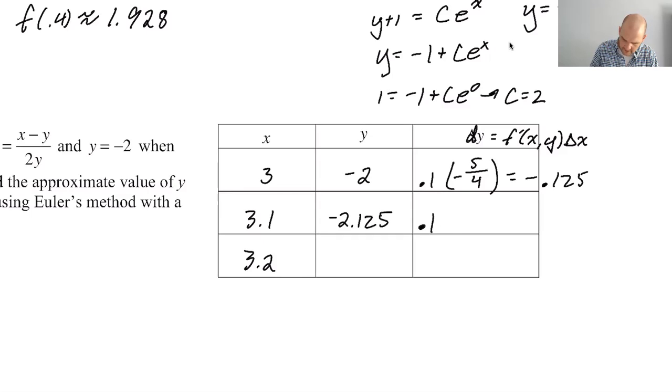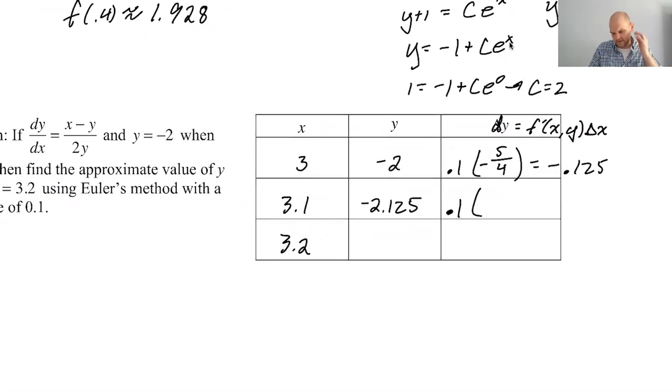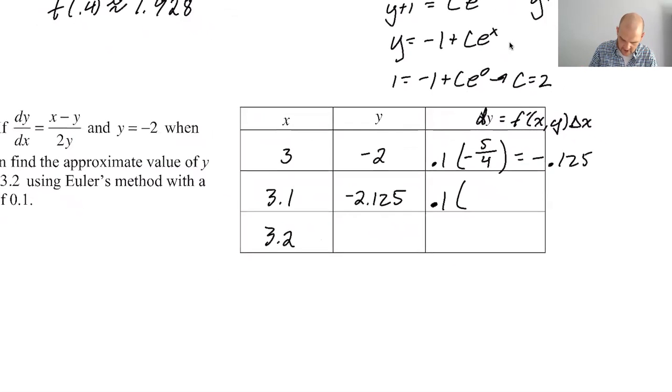So it's 0.1 times x minus y. Ugh, terrible. So 5 point, oh, it's actually not that bad. It's 3.1 plus 2.125, so 5.225. And then I have to divide that by 2 times whatever y is. So let's move that up, and we'll divide it by -4.25. I'm definitely using a calculator on that.